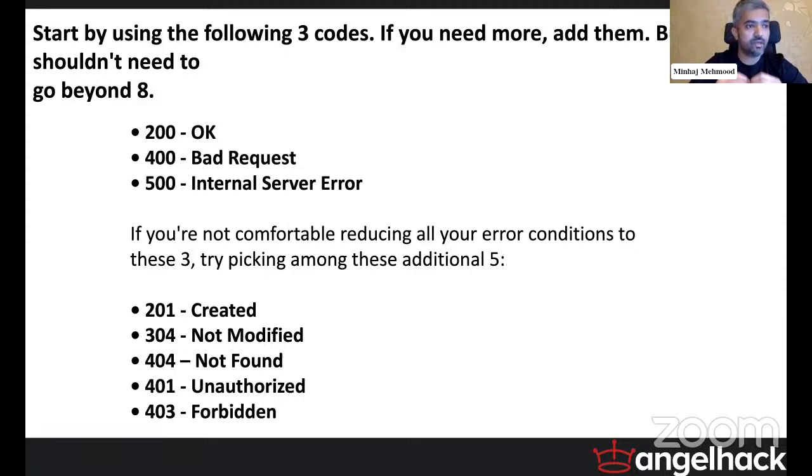And if you're not comfortable reducing all your error conditions to these three, try picking among these additional five. For example, if your endpoint creates something, a new user or a new registration, return HTTP status code 201, which is the standard code telling the client that something was created. 304, not modified. 404, a famous one, not found. When somebody tries to access an endpoint that requires authentication, return 401, unauthorized, and 403, forbidden.